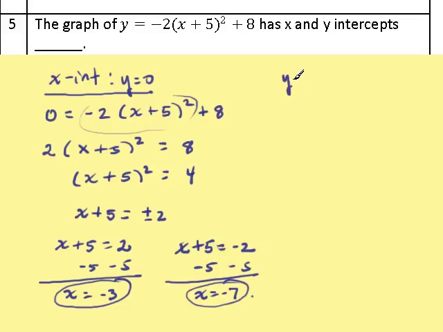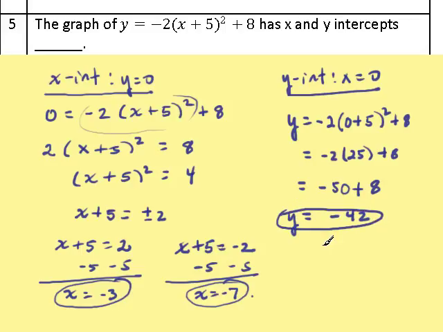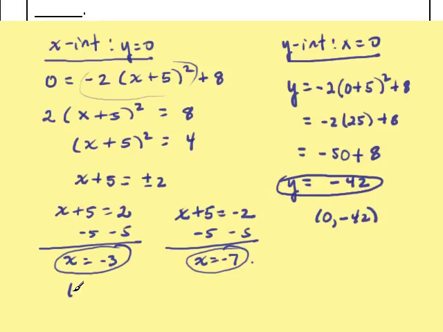And now for the y-intercept, we'll just set x equal to 0. So we have y is equal to negative 2 times (0 plus 5) squared plus 8. So that's negative 2 times 25 plus 8. Negative 50 plus 8, which is negative 42. So that's our y-intercept. In point form, this would be (0, minus 42). And the x-intercepts would be (minus 3, 0) and (minus 7, 0).